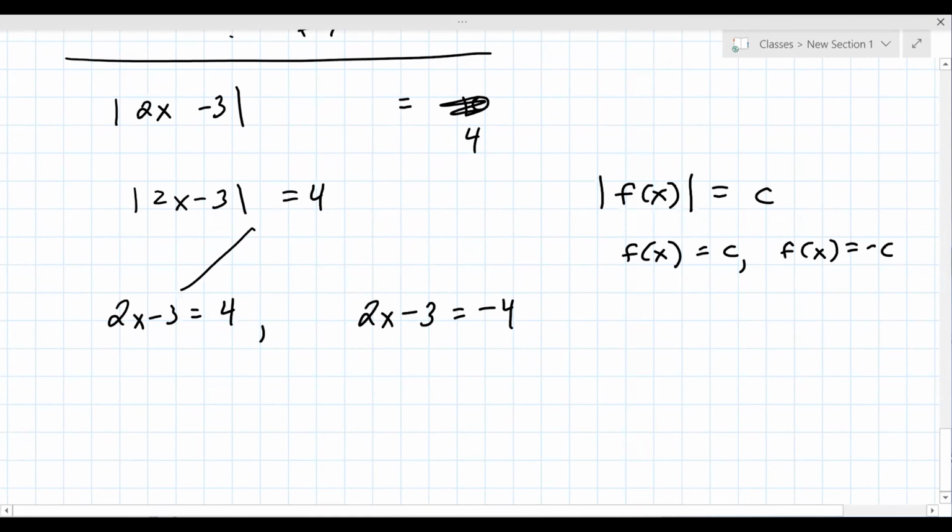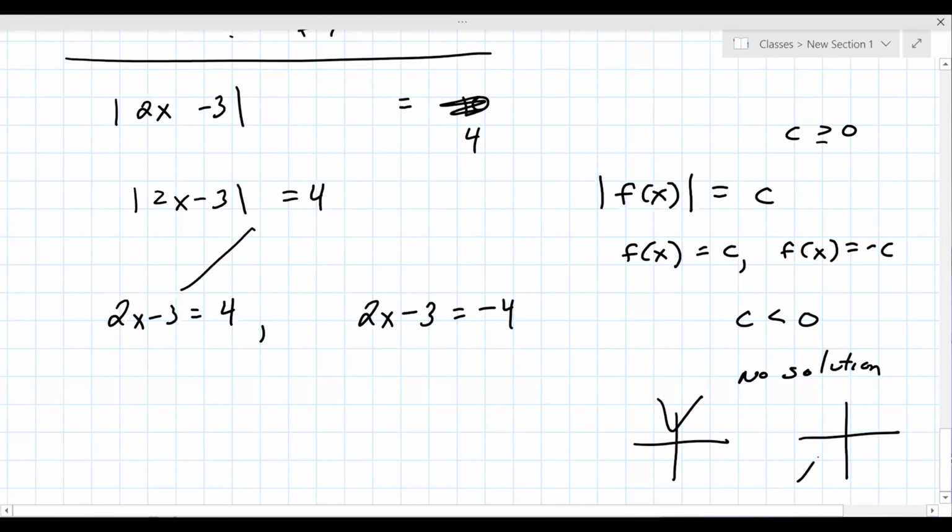There are some constraints here though. C has to be greater than 0. C could be 0. When it is, you only have to do one of these cases. If C is less than 0, this has no solution. We showed that graph earlier. It's a V that never hits the x-axis, and could look up or down like that. Luckily for us here, we've got some that do have a solution, so we'll continue solving them here.